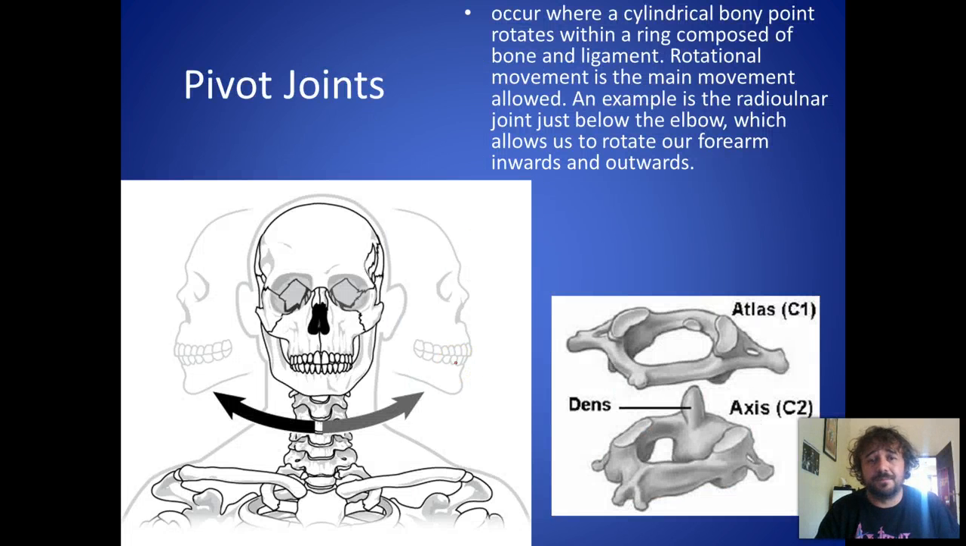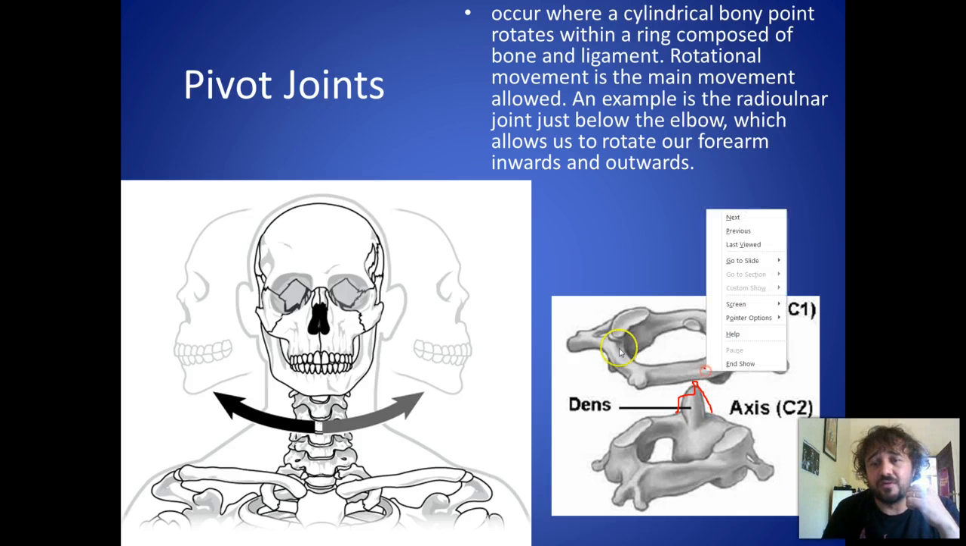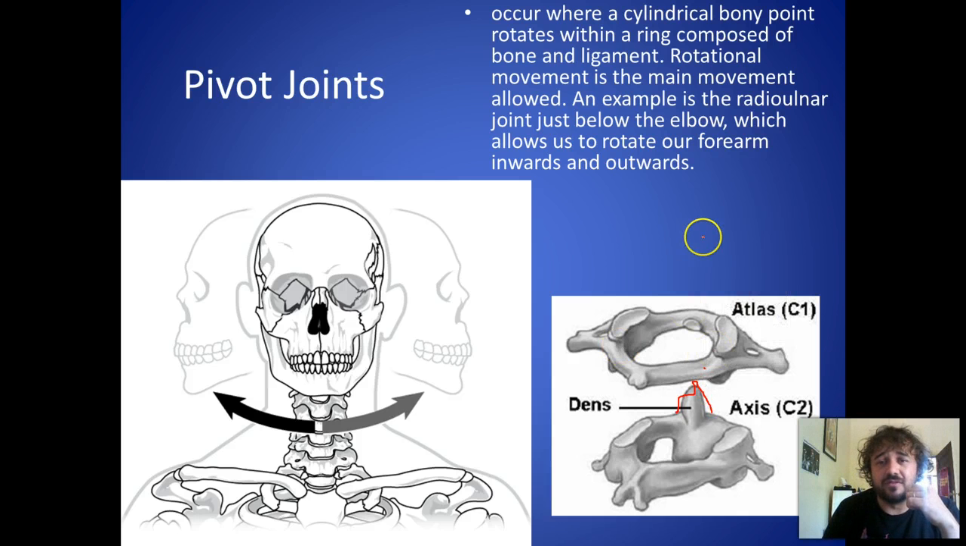Alright, now pivot joints. You get a cylindrical bony point. In other words, it goes up like this, and another bone has a hole in it that sits like that, and it twists. So this is a rotational movement, which means it goes side to side. You can see it with the head here, and this is the bit that pops up and goes through the circle.